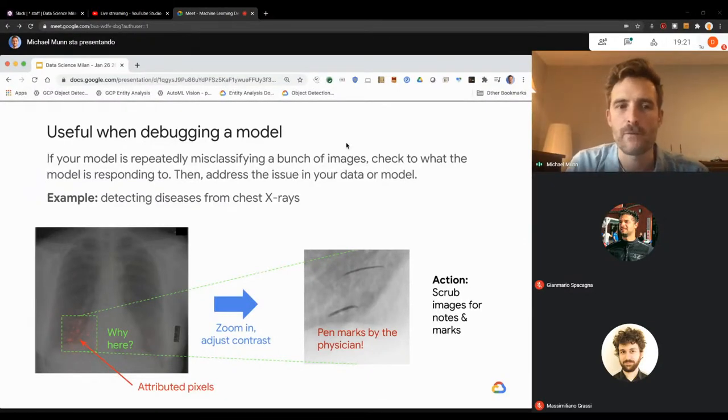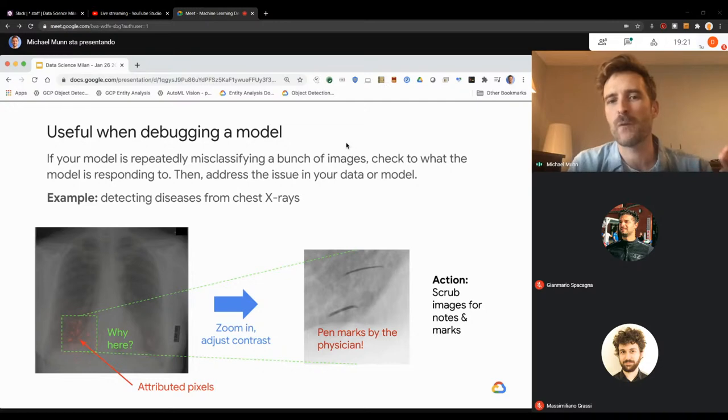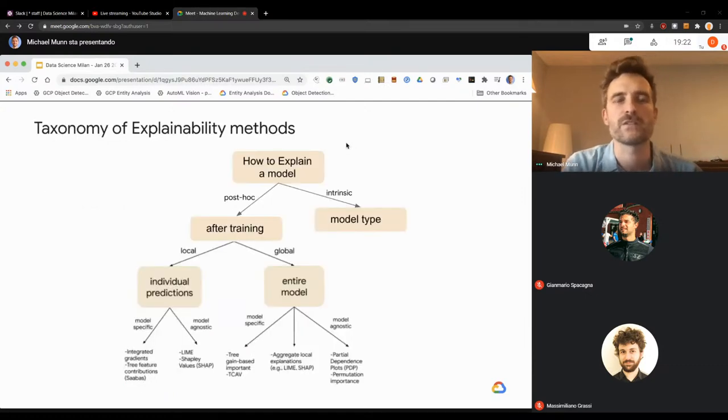This is an example that I really like that explains this. It's a model that was being developed to analyze chest X-rays and CT scans. They noticed that the model was making false predictions for certain parts of the X-ray images. By zooming in and seeing what was causing the model to make that prediction, using techniques we'll talk about in a second, they saw that it was actually caused by the marks from the physician on the CT scan. So it's a good indication of being able to say, okay, we understand why our model is making its predictions.